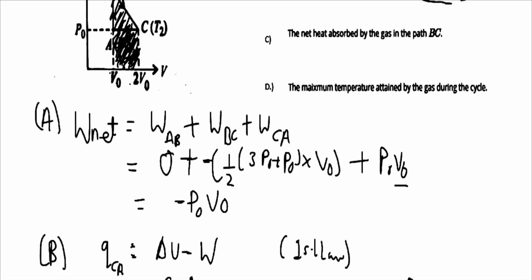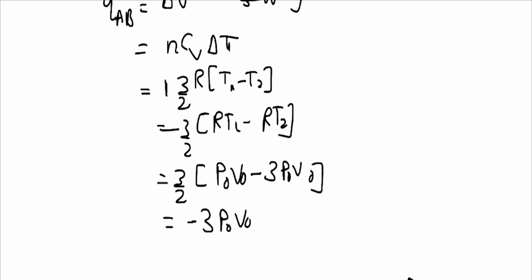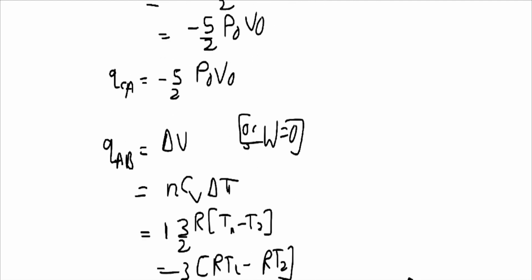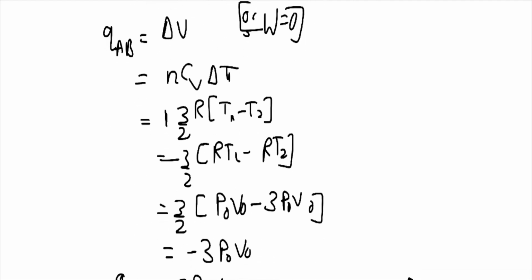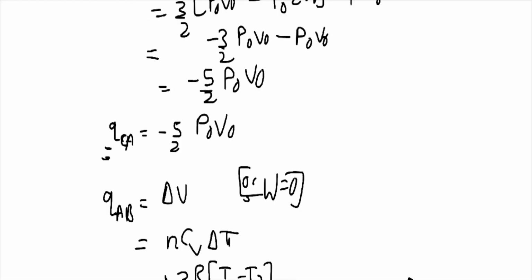So the heat absorbed by the gas in the path AB, that is QAB, is minus 3 P naught V naught. So this is the answer for part B of the question. The heat rejected in the process C to A is minus 5 by 2 P naught V naught, and the heat absorbed in the path A to B is minus 3 P naught V naught.